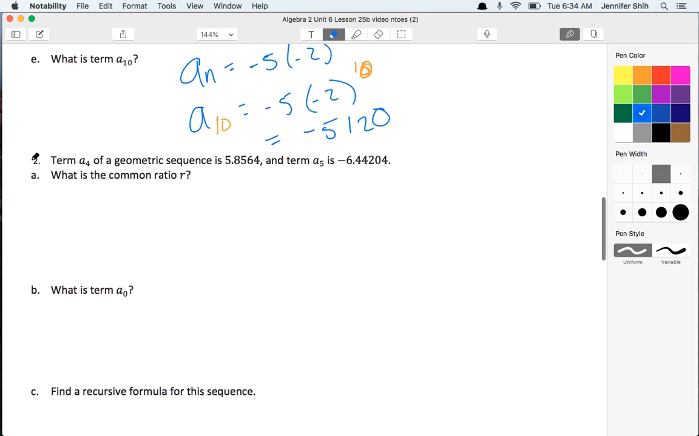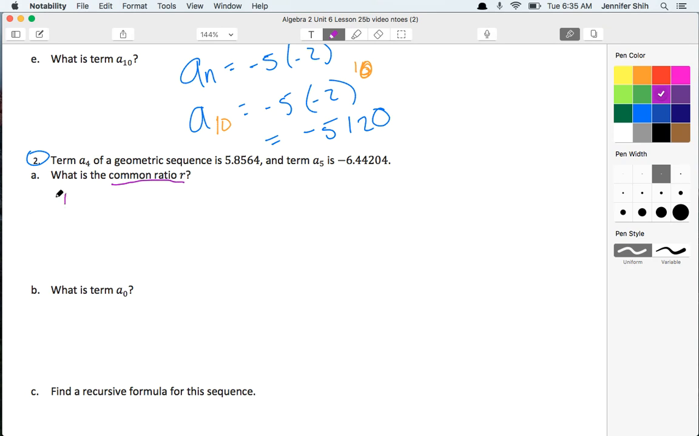Okay, number 2, this is our second problem. The term A sub 4 of a geometric sequence is 5.8564, and the term A sub 5 is negative 6.44204. What is the common ratio R?